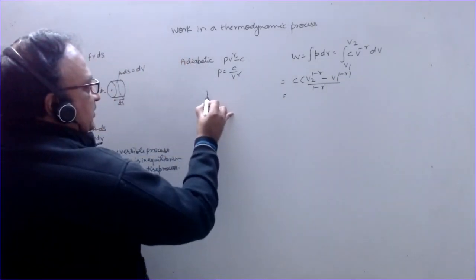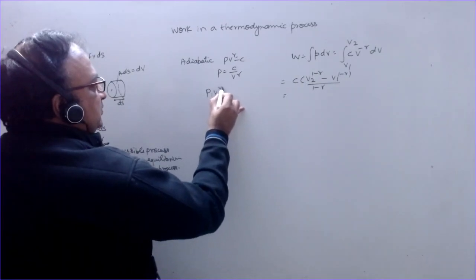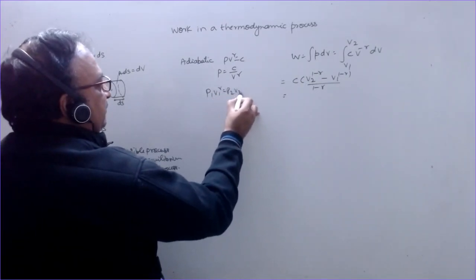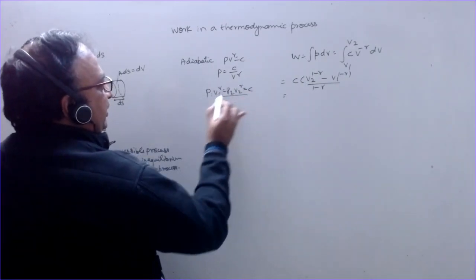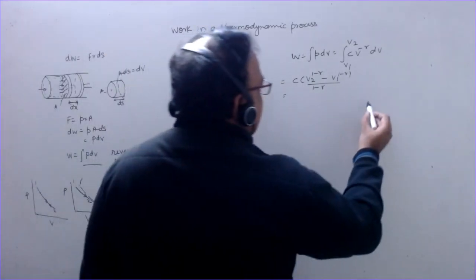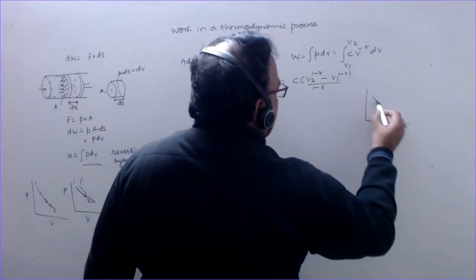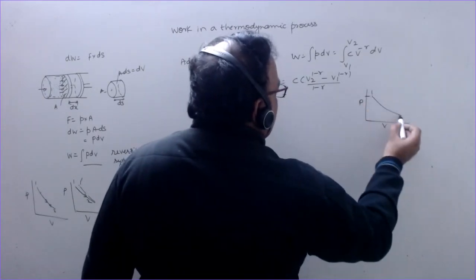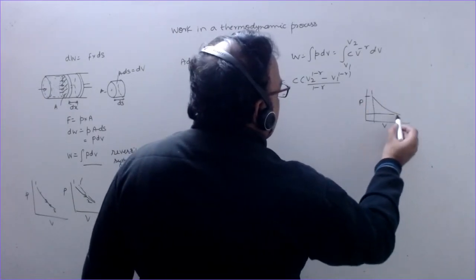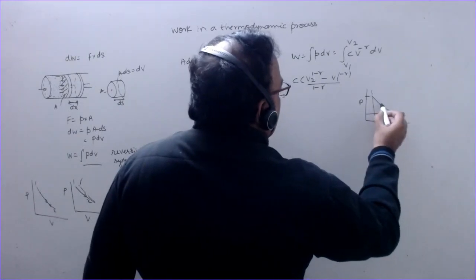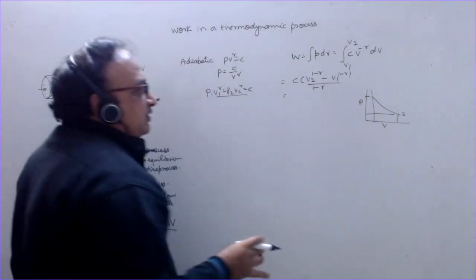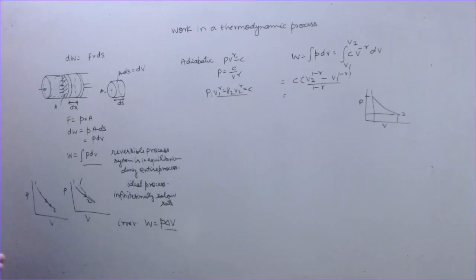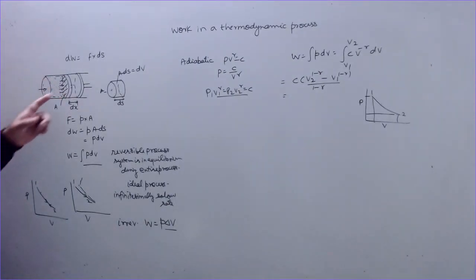So for this process I have this relation. This will be followed at every point during the process. This is say point 1 and this is point 2. So during this entire process, in whichever direction it may occur, if the system is expanding like this, the system is doing work against the surroundings.